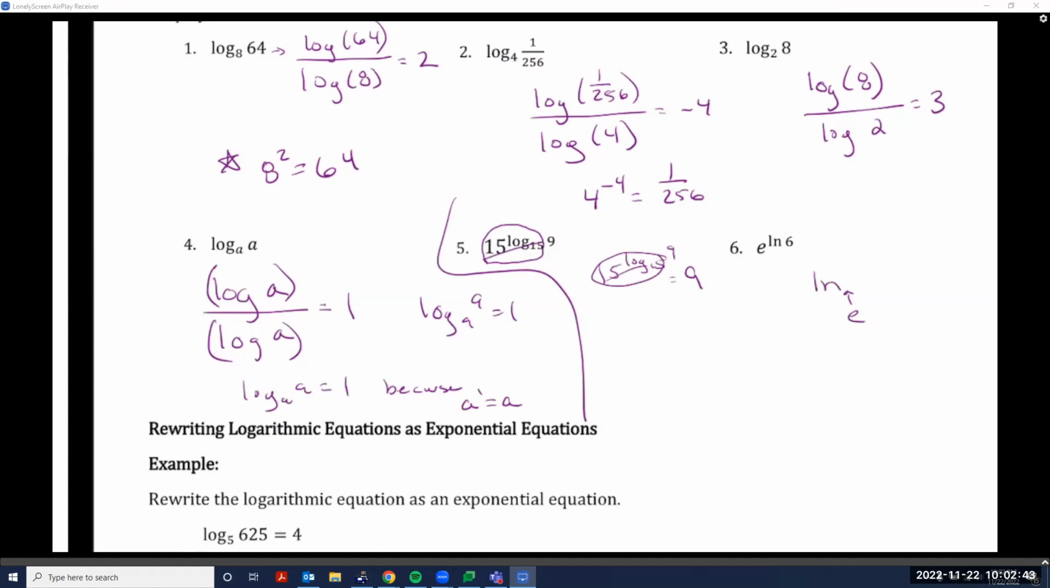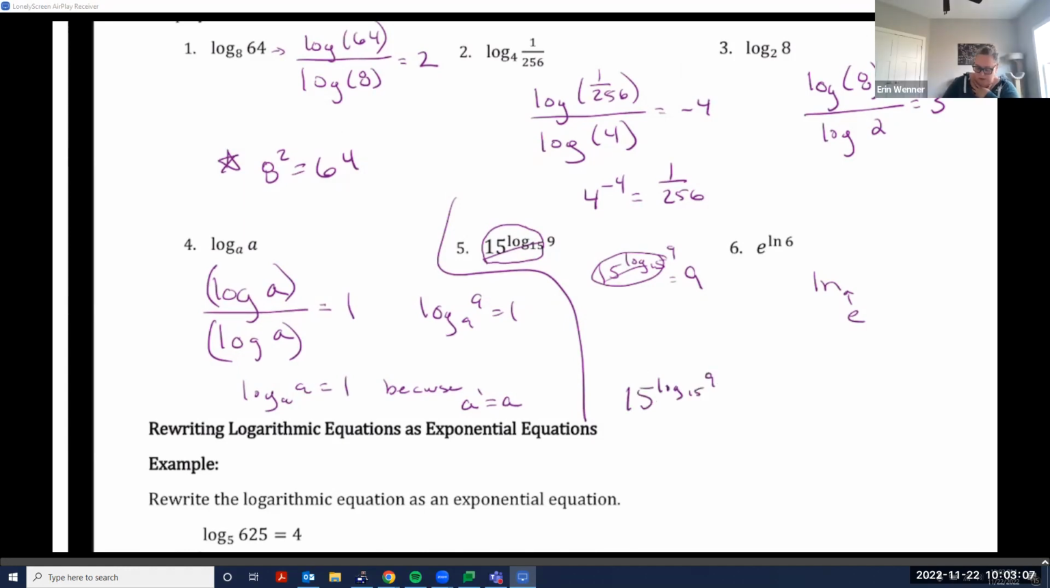So is 15 and number 5 just multiplying? No, it's the exponent. What's the first 15 then? It's not multiplying, it's saying 15, and then raising it to the exponent. Okay, so the log base 15 of 9 is the exponent. Yes, exactly.